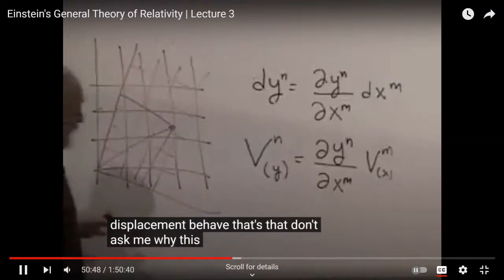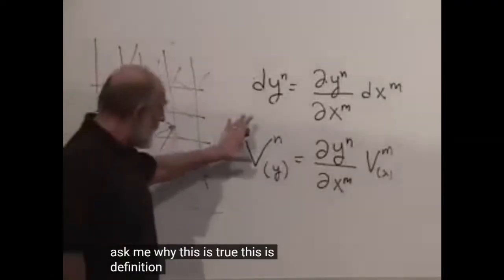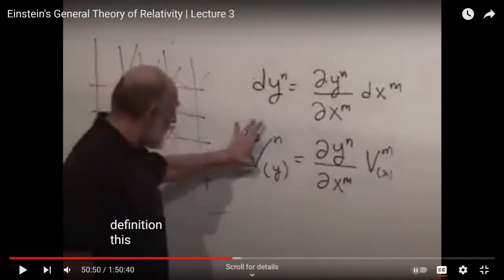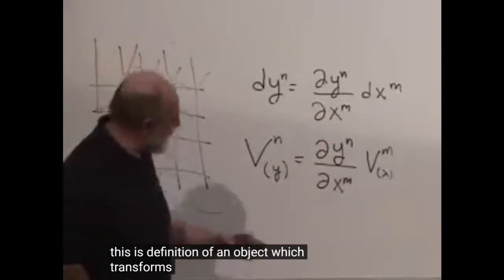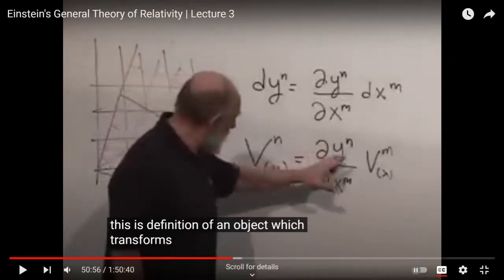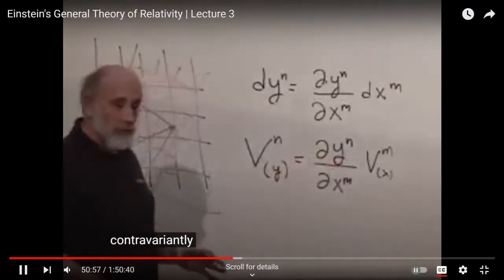Now, don't ask me why this is true. This is definition. This is the definition of a contravariant vector. This is the translation of a vector from one coordinate system to another. This is the definition of an object which transforms from the y to the x coordinate system contravariantly.